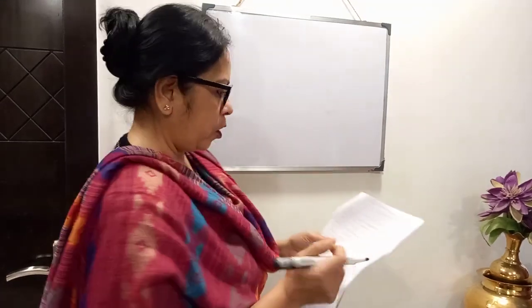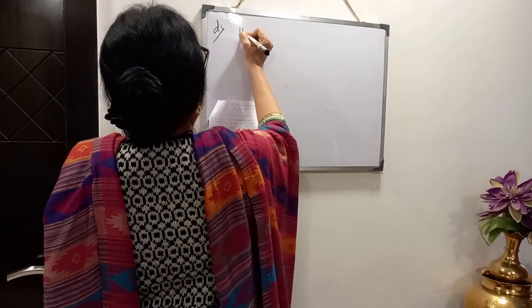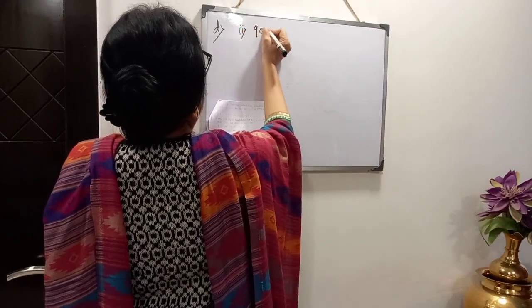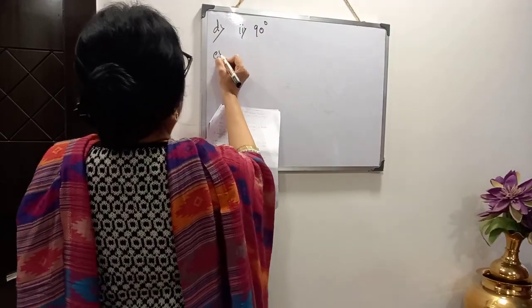ABCD is a cyclic parallelogram. So angle B. So a cyclic parallelogram is a rectangle. So each angle of a rectangle is 90 degree. So ABCD is a rectangle. So all the angles will be 90. A also 90, B also 90, C also 90, D also 90. So your second option is the correct answer, 90 degree. Clear? Now E.